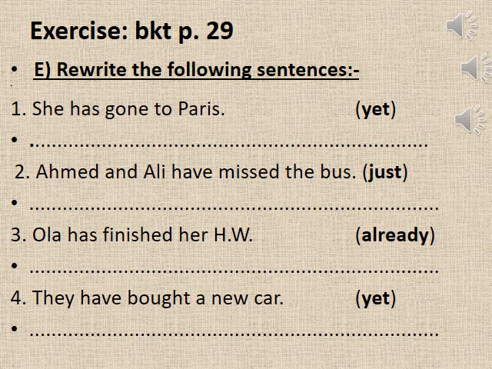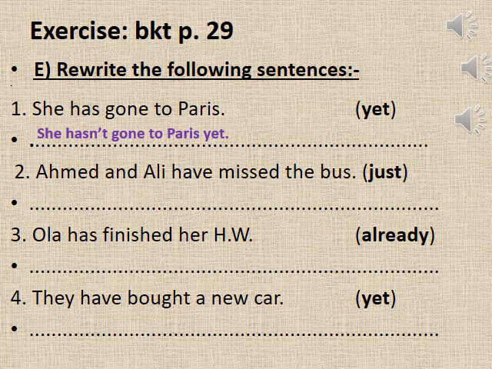Now open your booklet on page 29, exercise E. Rewrite the following sentences. Number 1, she has gone to Paris. Yet. We're going to use yet. We said before that we put yet at the end of the question or the negative form. So we can make it a question or a negative as you like. In this one, we're going to make it a negative one. So the answer will be, she hasn't gone to Paris yet. And we said that yet comes at the end of the negative or the question.